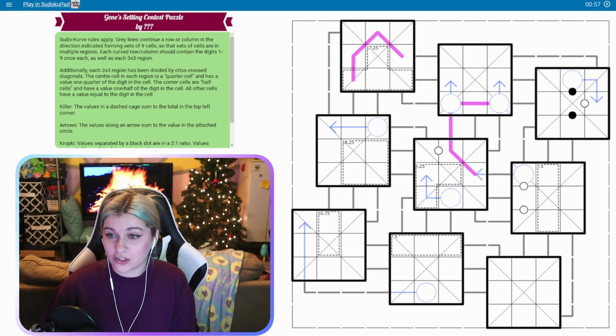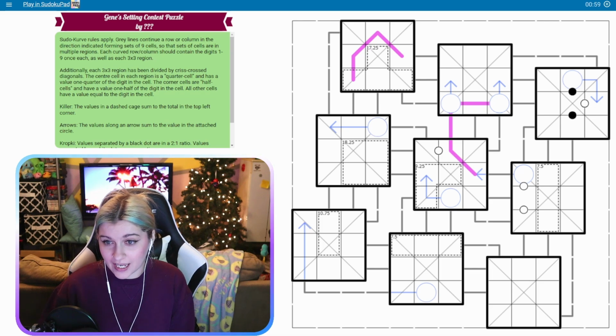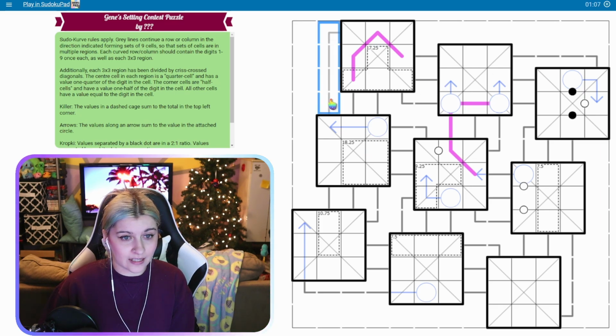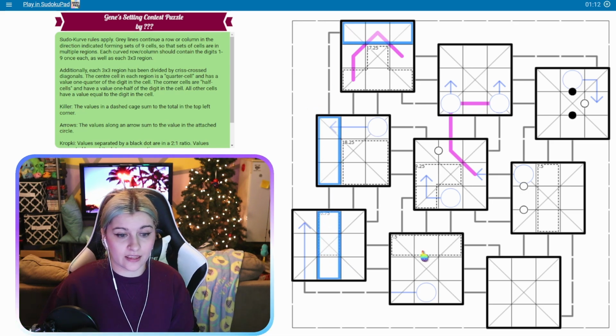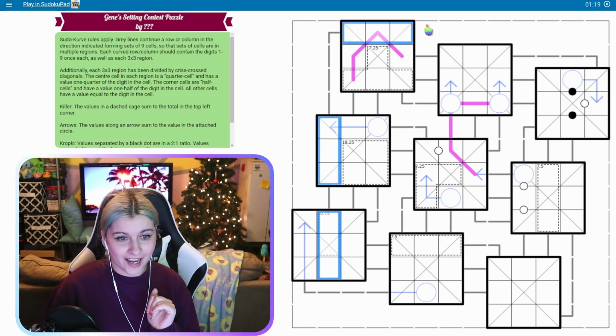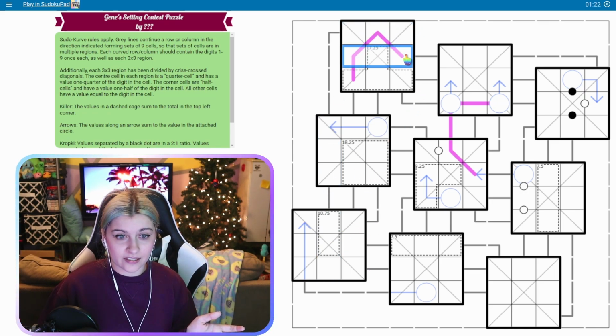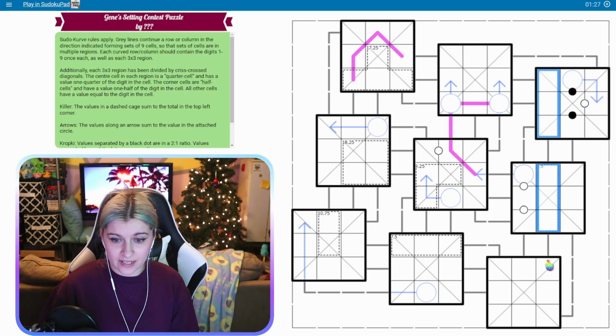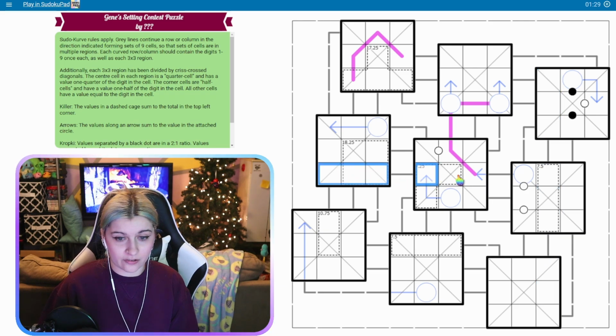Gray lines continue a row or column in the direction indicated, forming sets of 9 cells so that sets of cells are in multiple regions. Okay, so this line looks like it means this, and I don't even know whether to call this a column or a row. This is the column. 2 of them are vertical, so this is a column. So this would be a set of 9, and then this would be a set of 9. This would be a set of 9. Okay, etc., etc. We have a bunch of these, and some of them are curved.